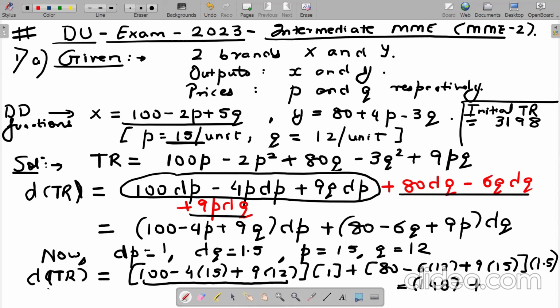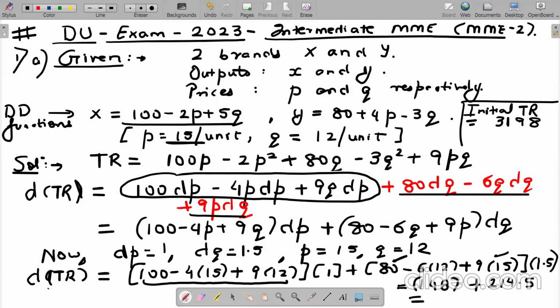Plus, if I calculate the next expression, 15 into 9, 135, 135 plus 80 is 215, 215 minus, let's figure out 12 into 6. So that comes out as 72. So let us see what do we get. Students are allowed to use their calculators. You can use them and you can verify the result we are getting. 143 times 1.5 comes out as 214.5.